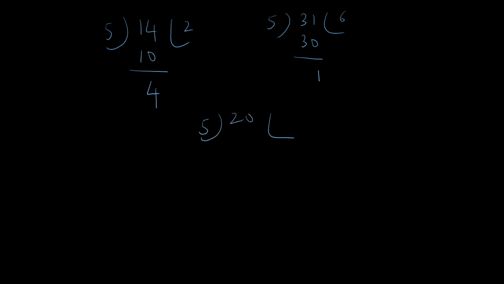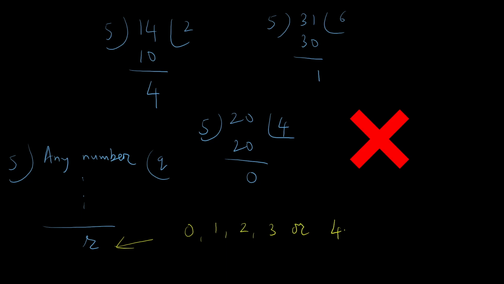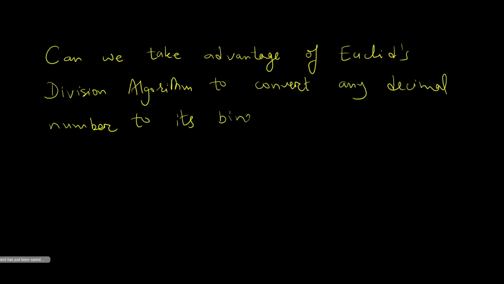Try dividing 14 by 5. Remainder is 4. Try dividing 31 by 5. Remainder is 1. Try with 20. Remainder is 0. Try dividing any other number with 5. The remainder you get shall always be 0, 1, 2, 3 or 4. It cannot be anything else. So can we take an advantage of this Euclid's division algorithm to convert any number to 0 and 1?